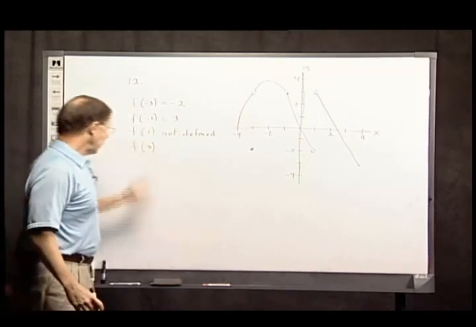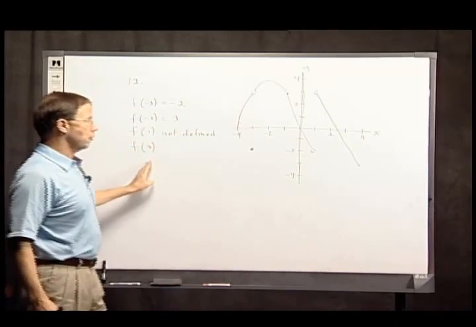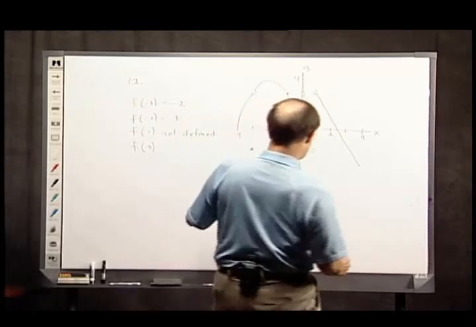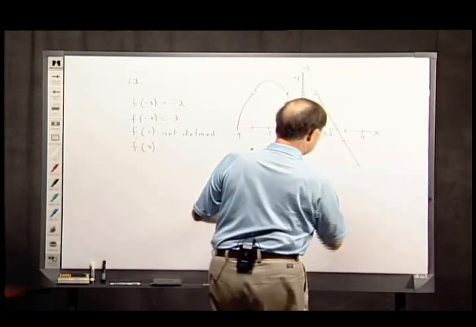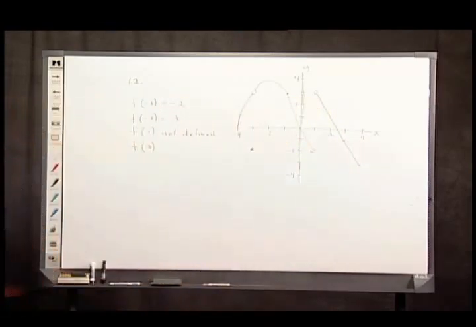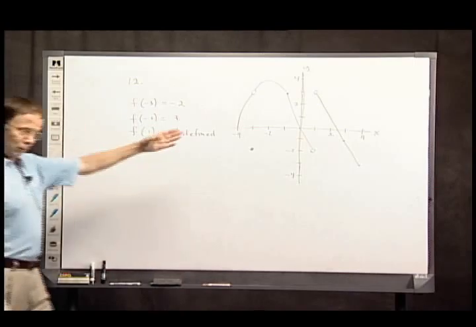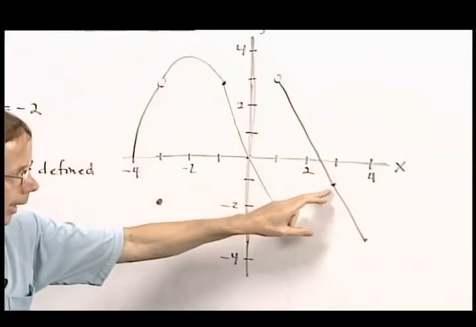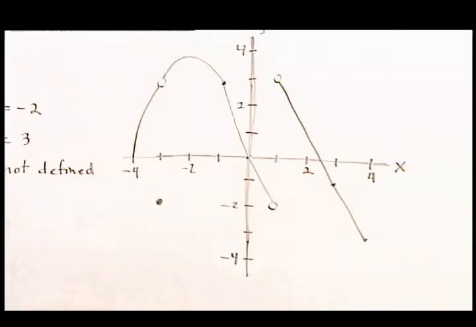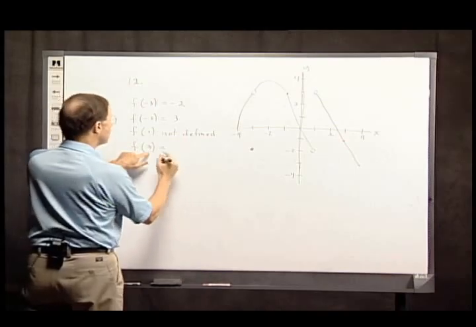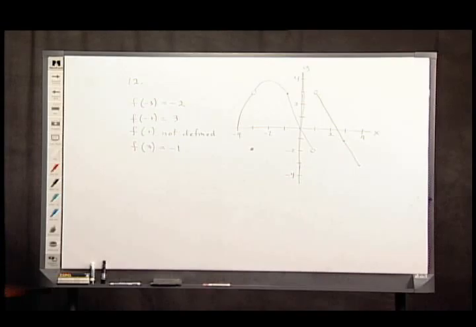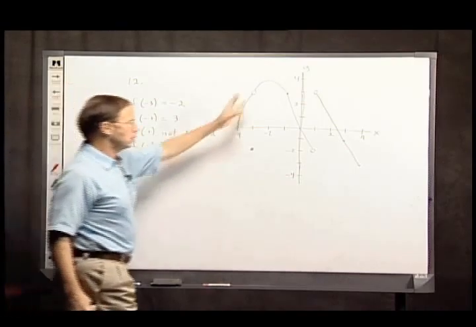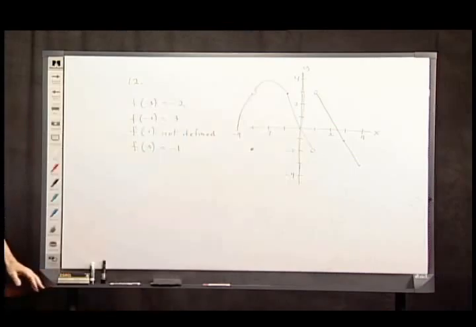f of 3, again, I'm looking for a point that has an x-coordinate of 3. And am I going to have any luck with that? I think that's where that point is. This has an x-coordinate of 3 and a y-coordinate of -1. And that's what we mean: what is the y-coordinate of a point that has an x-coordinate of 3? So we can evaluate the function fairly well based on the graph.